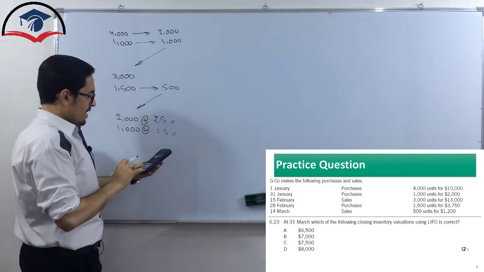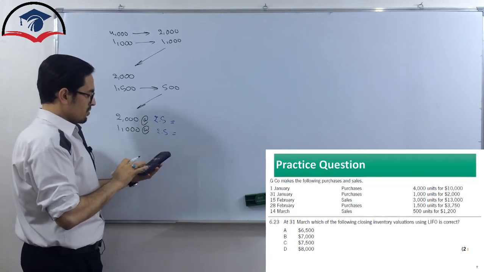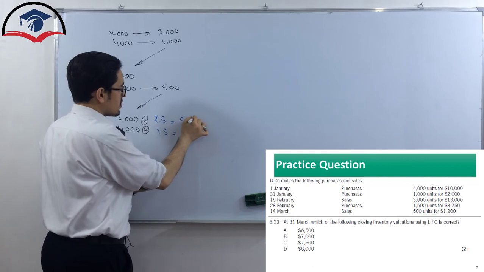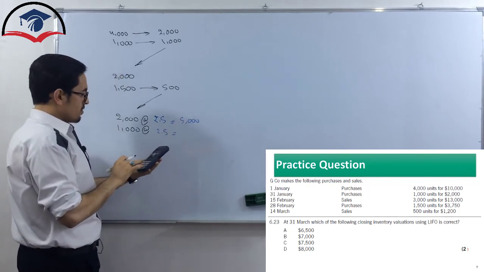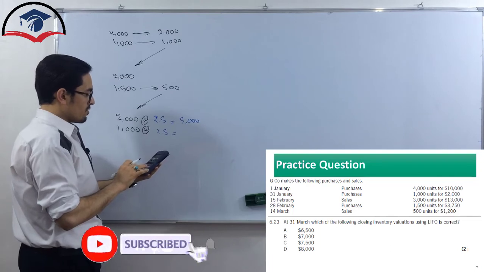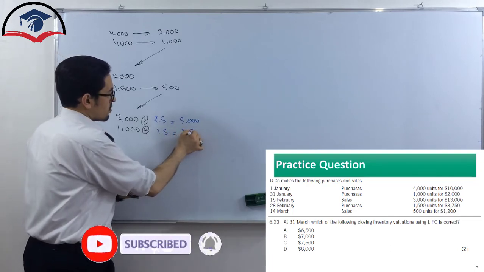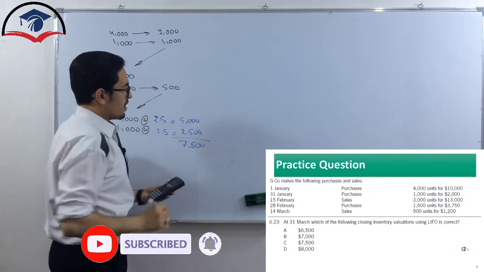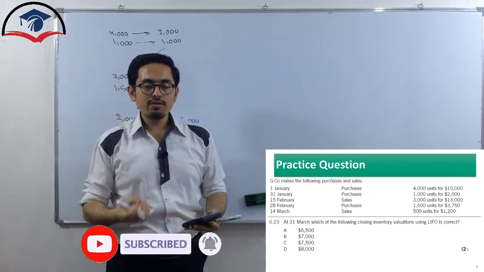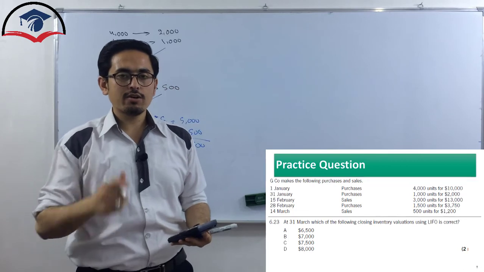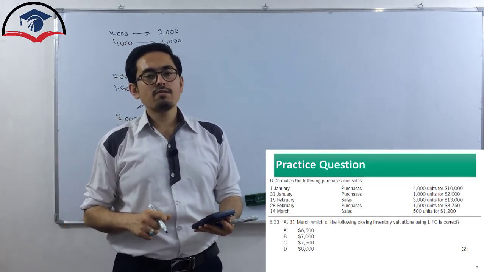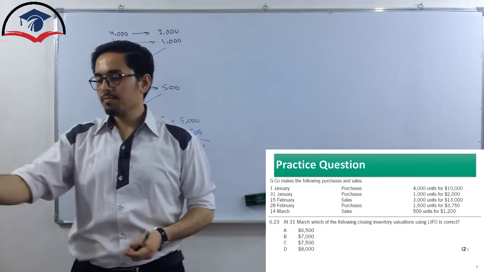So we're going to multiply the 2,000 units by 2.5, which equals 5,000, and the 1,000 multiplied by 2.5 is equal to 2,500. So both together will end up at $7,500 as the value of the closing inventory available in stock at the end of the period, 31st March. Option C is the correct option.